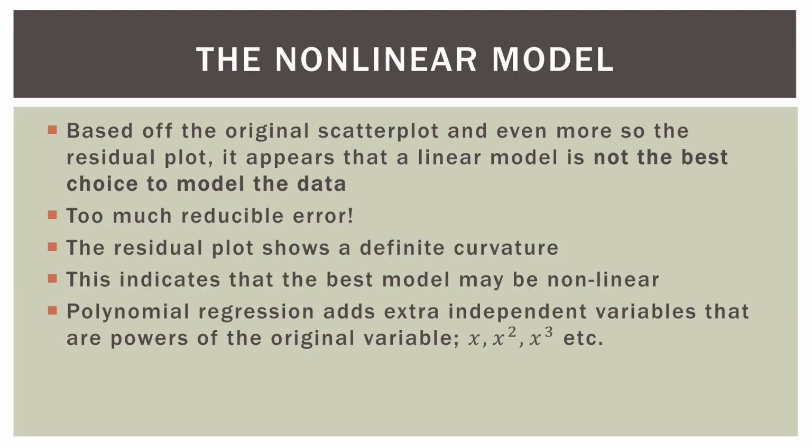Polynomial regression adds extra independent variables that are powers of the original variable. In this case, the weeks on the job was our independent variable, that's x. What polynomial regression does is add powers of that as other variables: x squared, x cubed, and so on and so forth. That is polynomial regression.